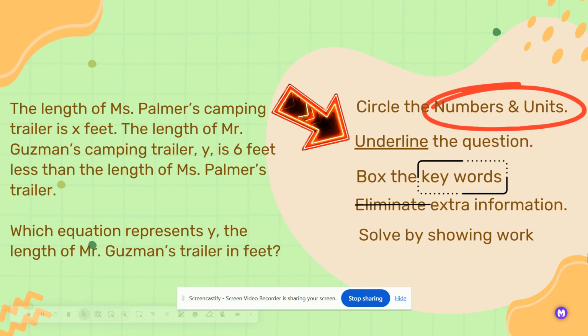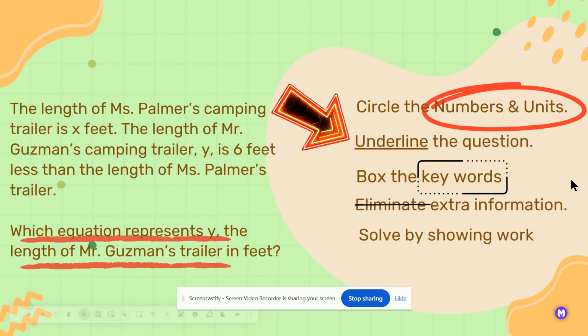Okay? The next part, underline the U in CUBES. We're going to underline the question. Whenever looking for the question, the majority of the time you will find a question mark, and the sentence will start with the word what, who, where, why, when, how, do, or any of the other English words that allow us to start a question structure. But in this situation, our question is which equation represents Y, the length of Mr. Guzman's trailer in feet.